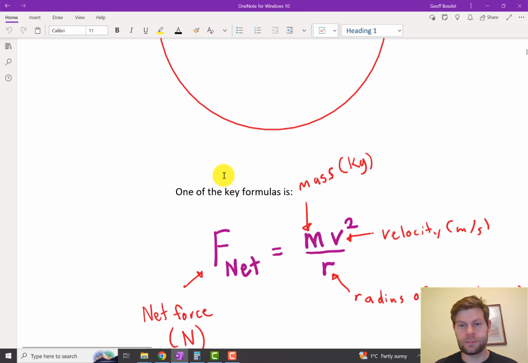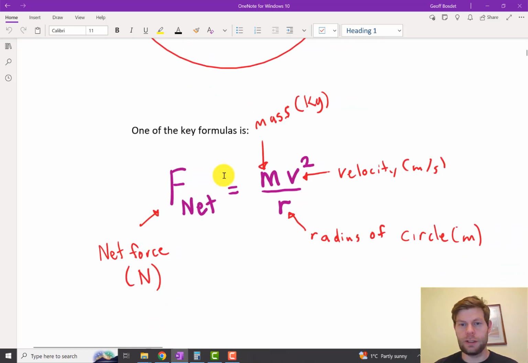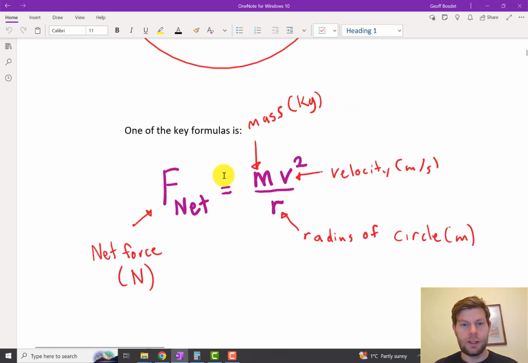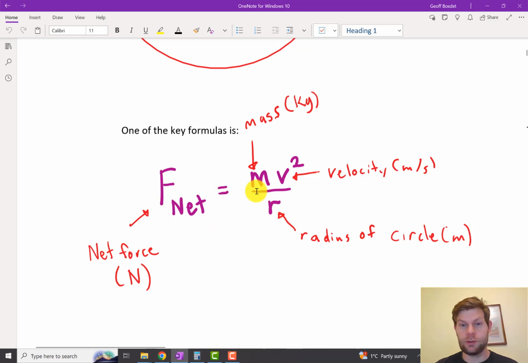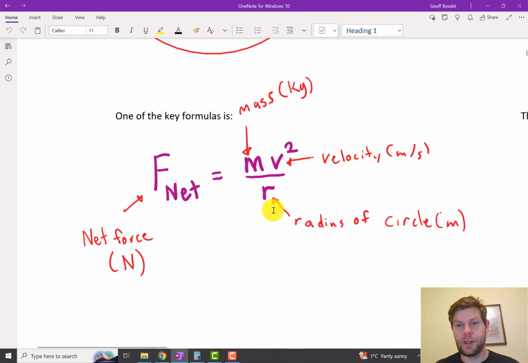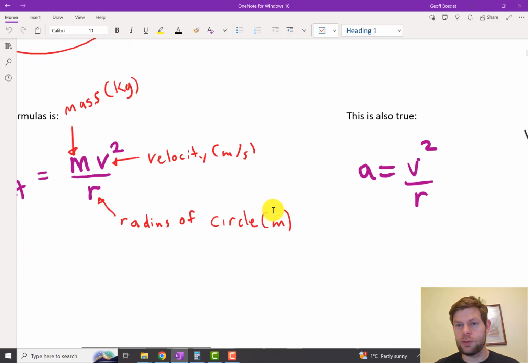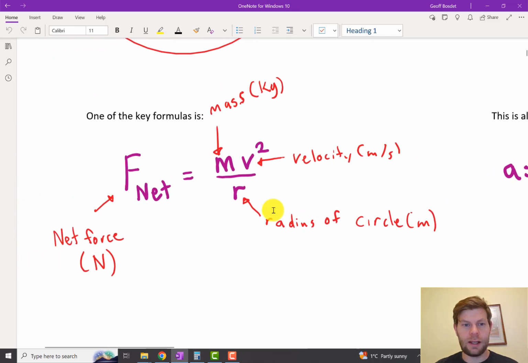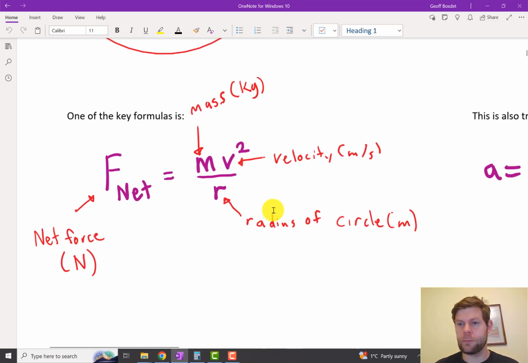Next topic. Love this formula. It's a gooder. So your net force is equal to your mass times your velocity squared, divided by the radius of the circle. That is it. Just make sure you can use it. There's a whole derivation to it. Khan Academy has a good derivation that I'll post on the Google Classroom. But it's probably too long for me to do it right now.